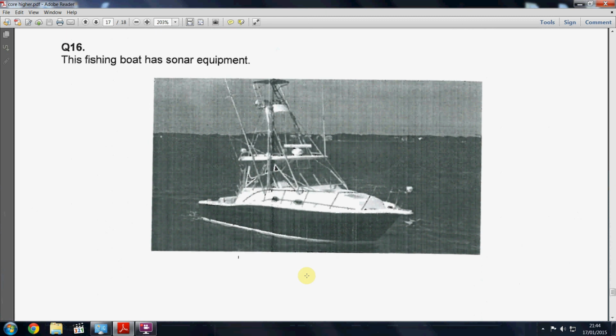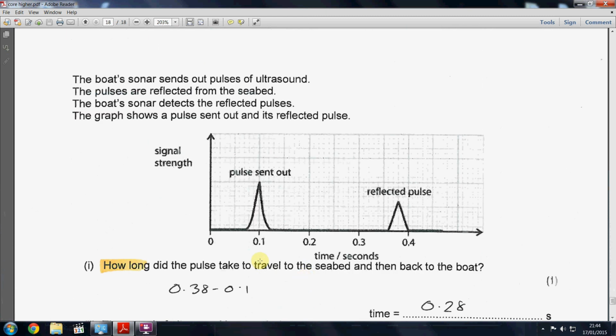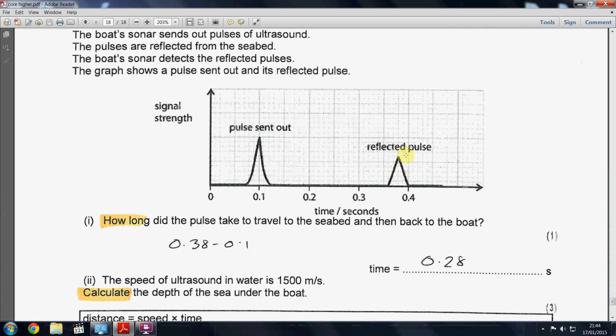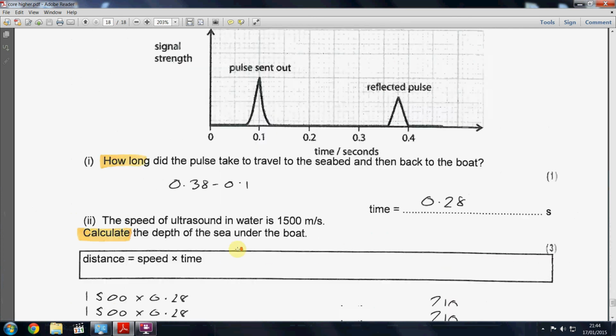Okay, so we now want a question about sonar. The boat sonar sends out pulses of ultrasound, they reflect from the seabed, the boat detects the reflections, and the graph shows what's going on. So the pulse was sent out at 0.1 seconds, and the pulse was received with a lower intensity a little bit later, or lower signal strength on this graph. How long did it take the pulse to travel to the seabed and then back? So 0.1 seconds to about 0.38 seconds, which means 0.28 seconds in total, 0.38 minus 0.1.